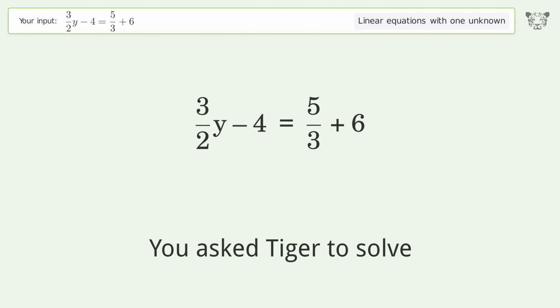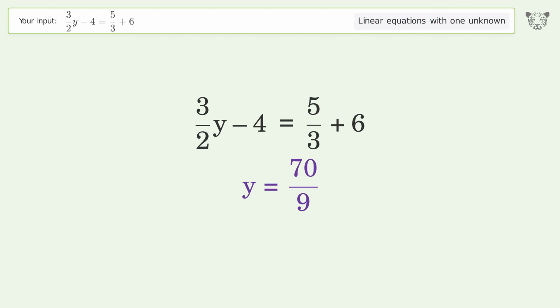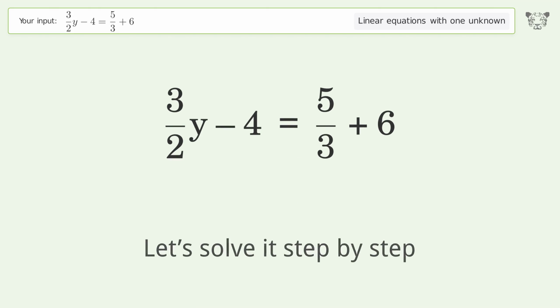You ask Tiger to solve. This deals with linear equations with one unknown. The final result is y equals 70/9. Let's solve it step by step.